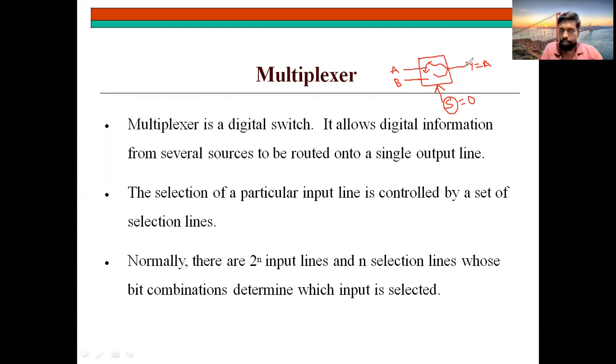Suppose S is equal to 1, then A will remain open and B will close. A will be open like this as it is, and this B will close. So B closing means directly B will pass into the output, and you will get Y is equal to B. So internally there exists a switching mechanism, and these n number of selector lines will decide which input is taken at your output.